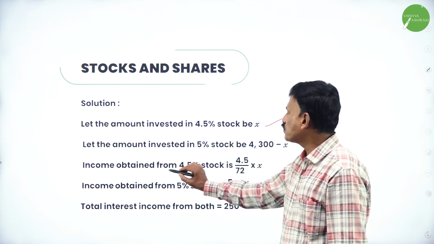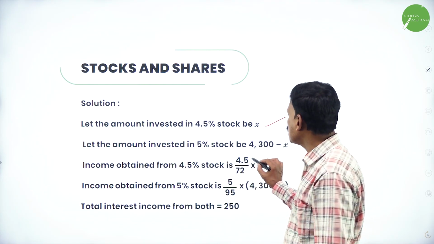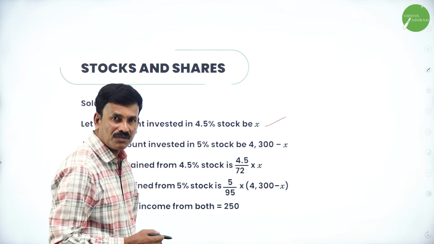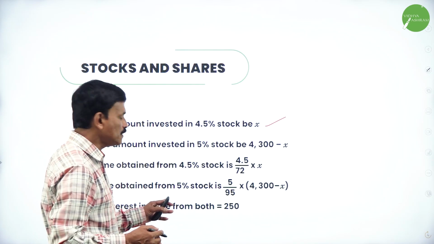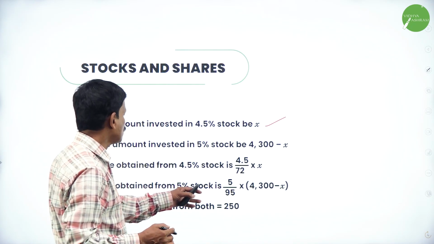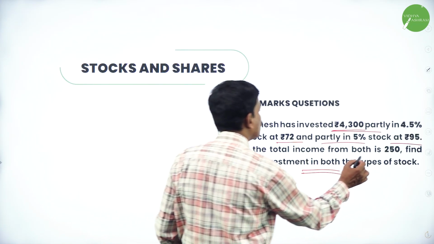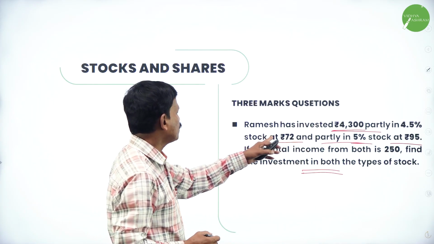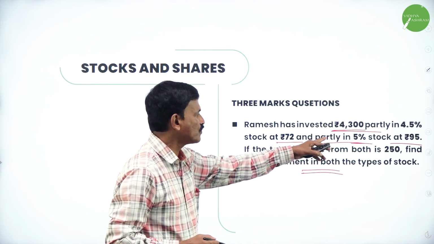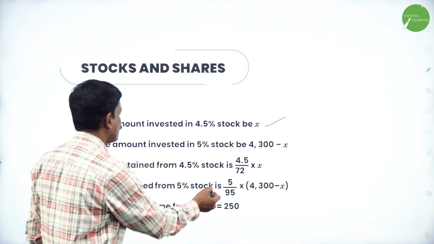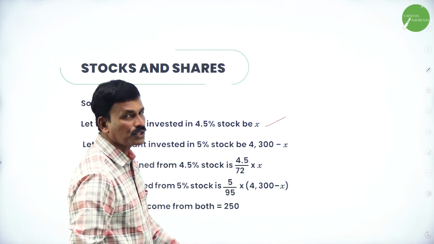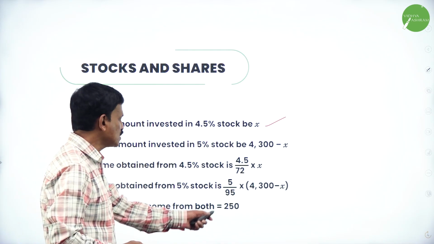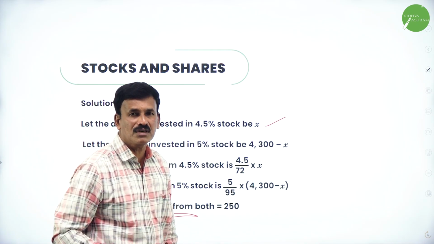Then, income obtained from 4.5% stock is 4.5 divided by 72 into X. Similarly, income obtained from 5% stock is 5 divided by 95 into 4,300 minus X. So, the total income from both the investments is rupees 250. These are the given conditions.